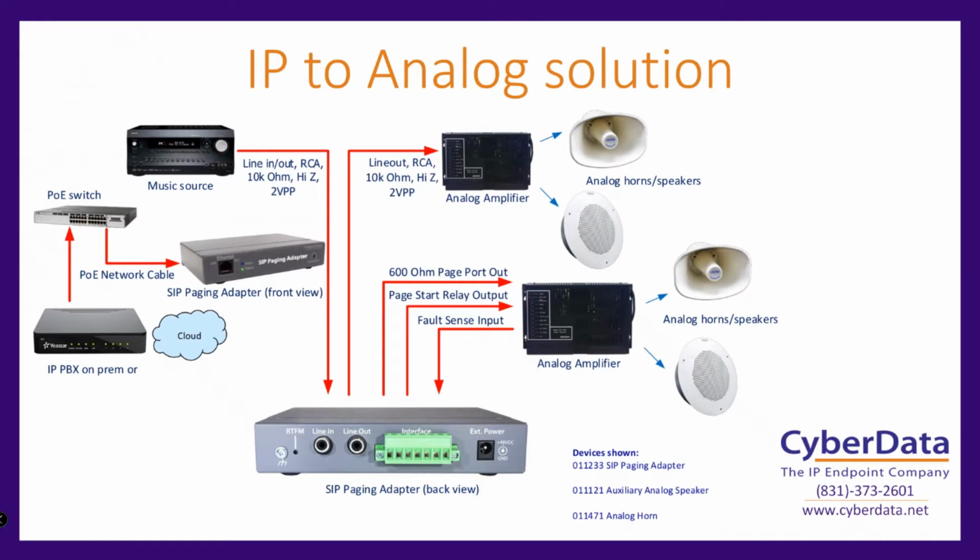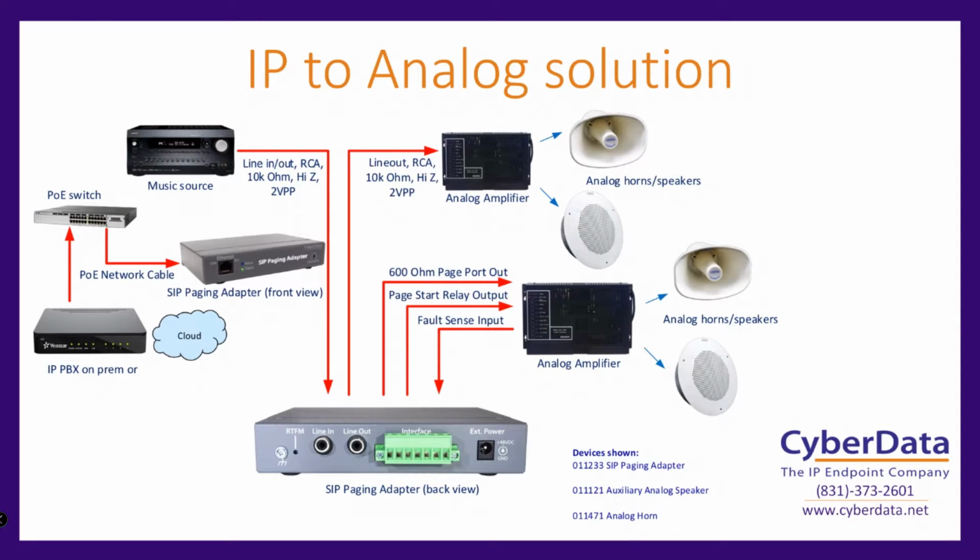So for our IP to analog solution, to go over a broad idea of what the system will look like, you've basically got your paging adapter or your paging server, and that's going to interface with the different analog amplifiers that you can potentially use. And this would be either using the RCA line out connection, which is 10,000 ohm, high Z, unbalanced. That's used to connect to more modern amplifiers. To be honest, we don't use that connection as much as we do what we call the interface or the page port connection, which would be that green screw down terminal pictured here.